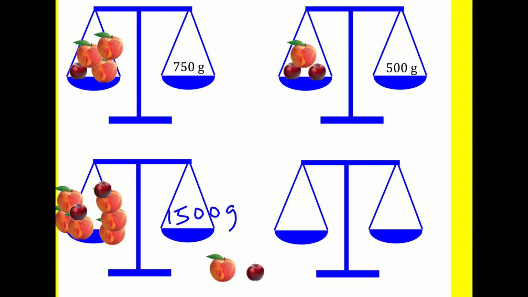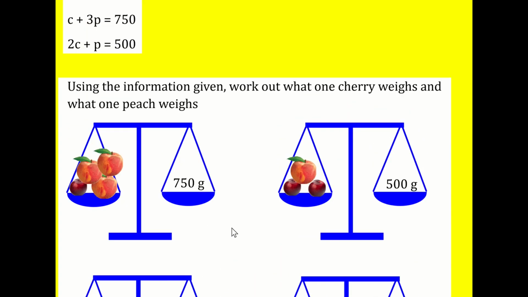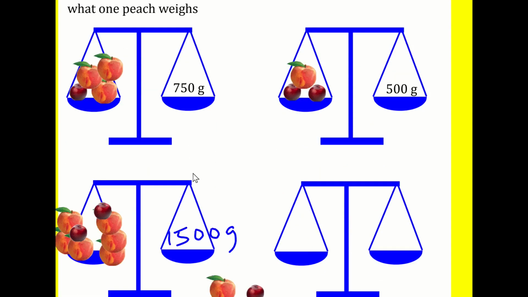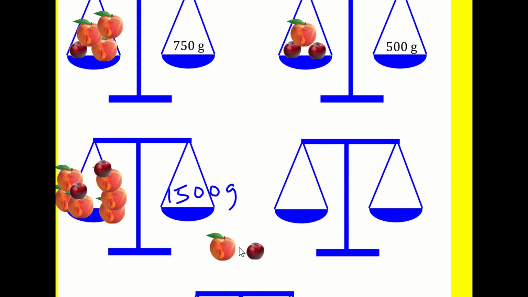What I've done basically is multiplied the equation by 2. I've taken this first equation and it's become 2c plus 6p equals 1,500. And I'm going to keep the other one the same: 2c plus p equals 500. And now, just with this one little step, we can create an equation that we can deal with, because we learned how to deal with this. What can we do now? Well, I've got my same setup on the right, and I've got my 500.